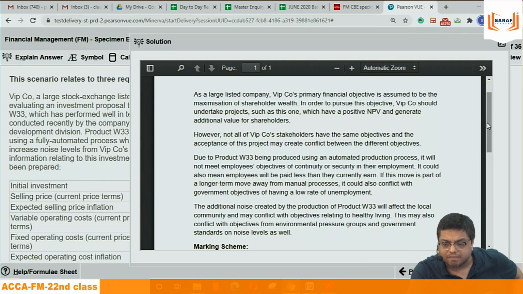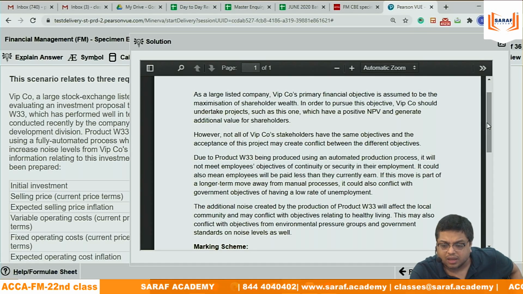A large listed company, VIP's financial objective is assumed to be the maximization of shareholders' wealth. In order to pursue its objectives, VIP would undertake projects such as this one, which have a positive NPV and IRR greater than cost of capital. However, not all the VIP stakeholders have the same objective, and acceptance of the project may create conflict between the different objectives. Due to product W33 being produced using an automated production process, it will not meet employees' objectives of continuity or security in their employment.